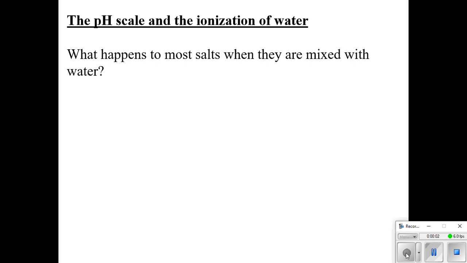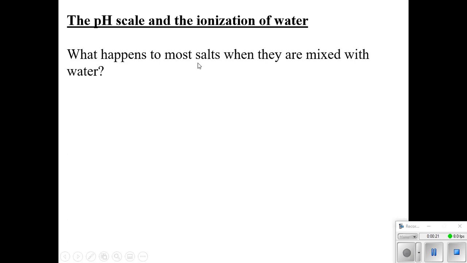Hey folks, in this lesson I'm going to talk about some of the theory behind hydronium ion concentration and the relationship with pH and the pH scale, and eventually we'll get into some of the calculations for hydronium ion concentration and for pH as well. But I'll start by taking a look at different compounds and what happens when you mix them with water.